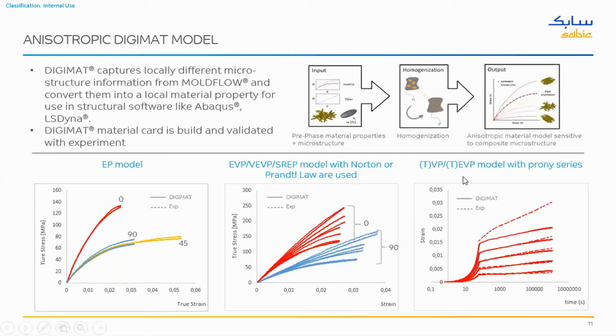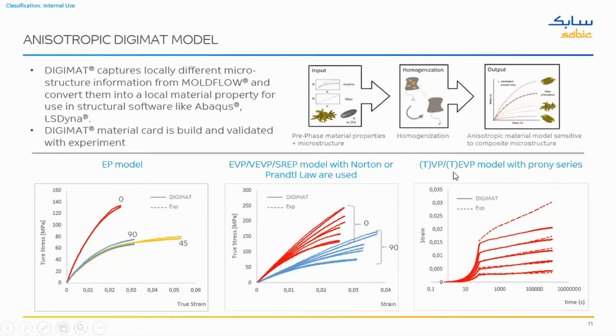The third example over here is more for the long-term behavior, because the first two we have seen are more short-term behavior, with quasi-static and impact. The long-term is more the creep behavior, where we have tried to see how the anisotropic model could capture the reality with the experimental results over there.